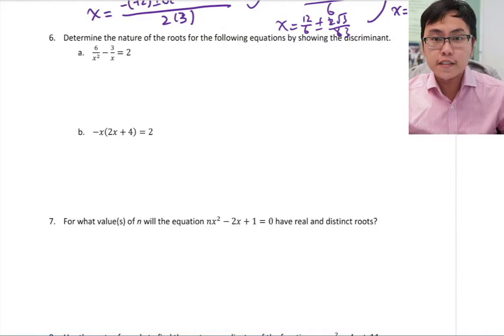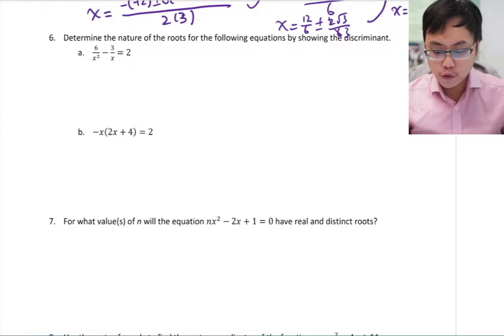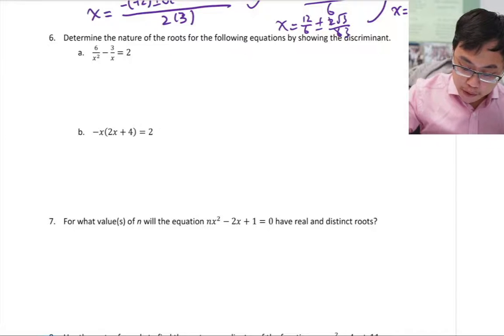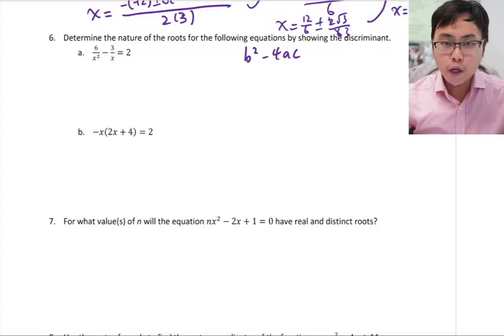Question 6, 7, and 8. So question 6: determine the nature of the roots for the following equations by showing the discriminant. The discriminant is going to be b squared minus 4ac. Okay, so how do we use this?